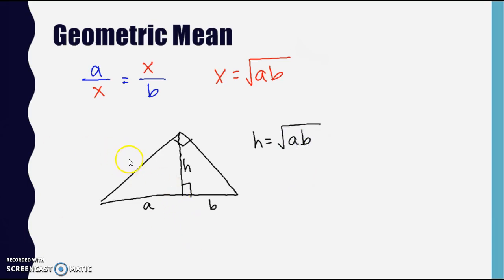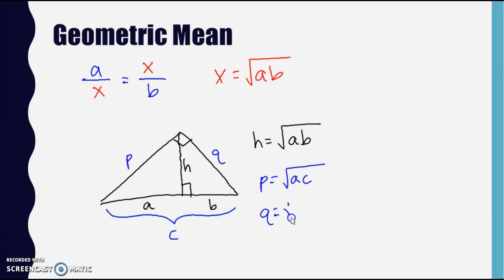Likewise, if I call my slanted sides P and Q, and then I call this whole thing C, I know that my new hypotenuse of the left triangle is going to be equal to the geometric mean of that base, A, times the original hypotenuse, C. All right, and Q is going to be the same thing, but with its base, B, times the whole thing, C. And again, this is just because of similar triangles.